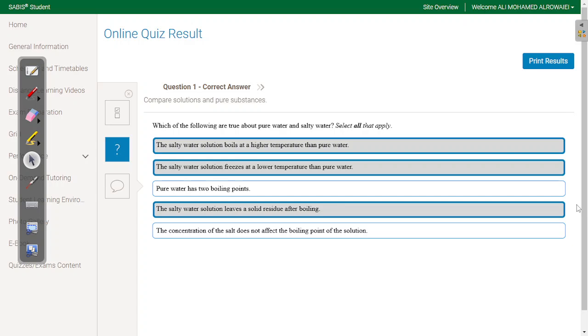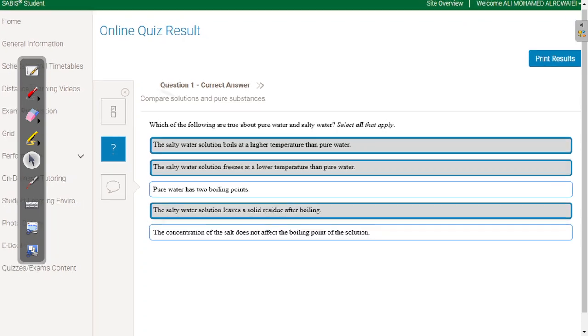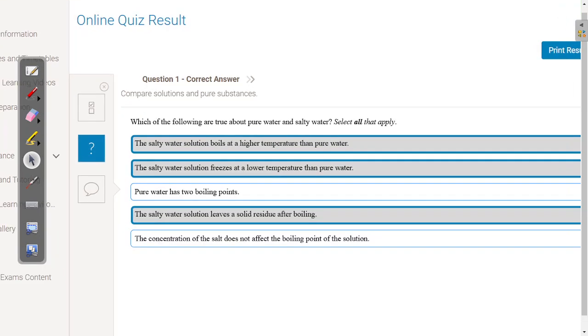Select all that apply. The salty water solution boils at a higher temperature than pure water. Yes, because when the water tries to escape from the beaker or whatever you're putting it in, the salt particles will get in the way, so they won't let the water escape. So you need to boil it more so the water can escape.